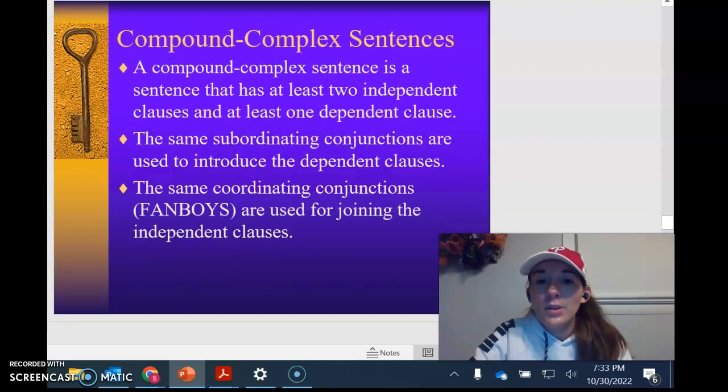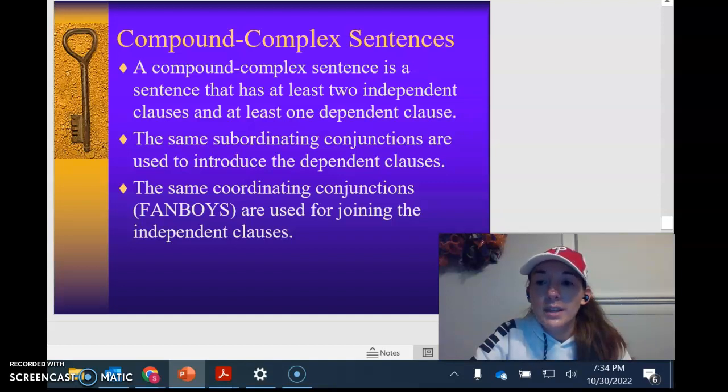And then lastly, we are going to be talking about compound complex sentences. So this is really wrapping everything that we've learned together. A compound complex sentence is a sentence that has at least 2 independent clauses and at least 1 dependent clause. So we're looking at the same subordinating conjunctions that are going to be used to introduce the dependent clause.